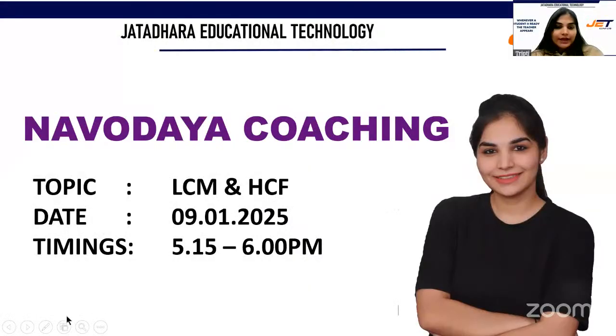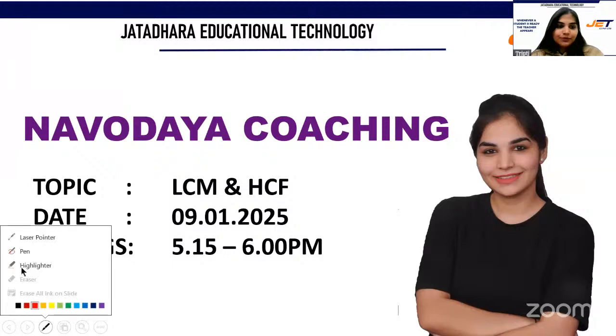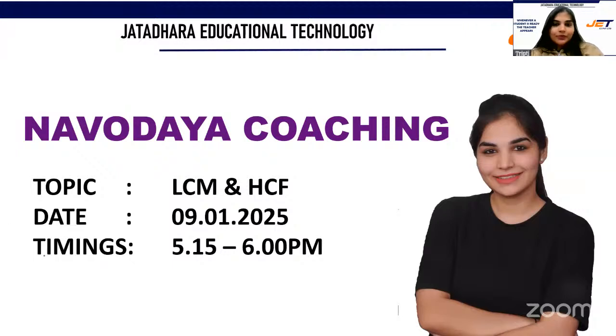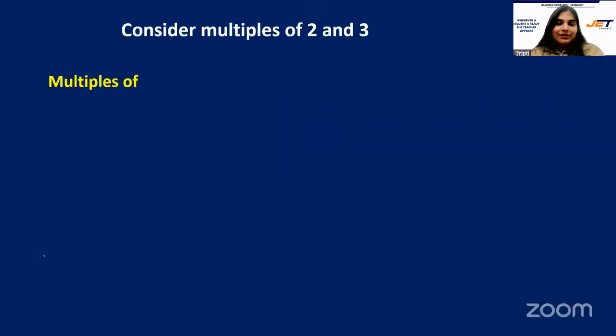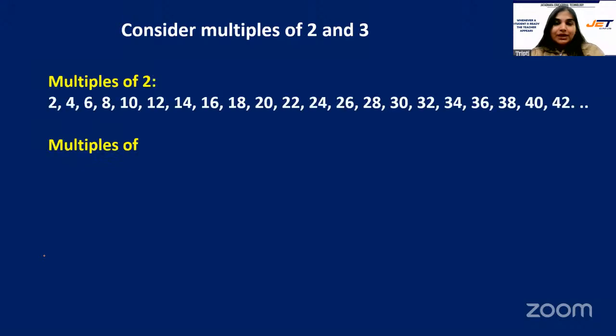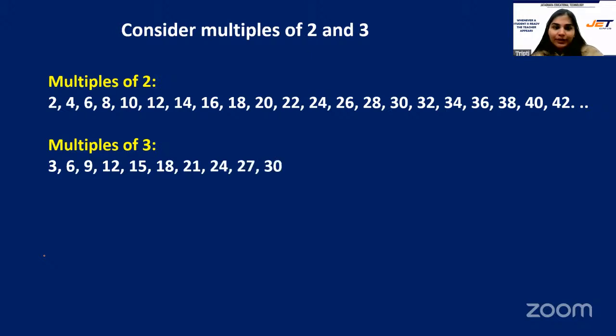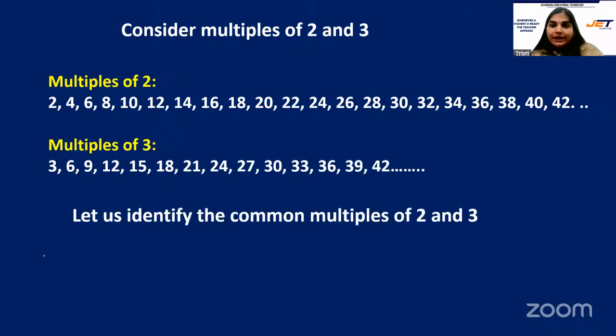All right. I hope my screen is visible to you. Okay, perfect. So let's first do LCM and HCF. Okay. Now, what is LCM? Here we will consider the multiples of 2. Multiples of 2 means the numbers that come in the times table of 2. And the multiples of 3 are the numbers that come in the times table of 3. Okay. Now, see, we have already done these things. We are just doing a revision, right?